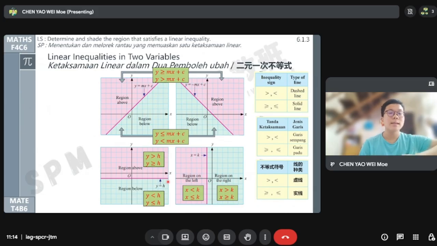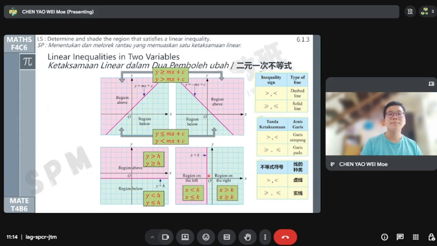This is for the region above, for this hand. For the y-axis, when we go up, y is larger than, or I can say y is larger than or equal to, because it's higher, right? Lower means less than. Same for the x-axis: when we want to say the region to the left, we say lesser. On the right side, we say larger.